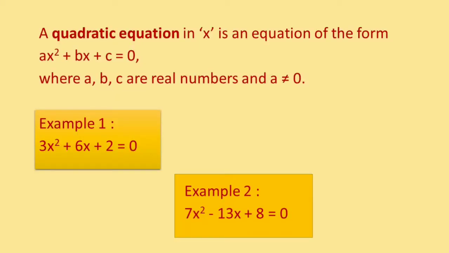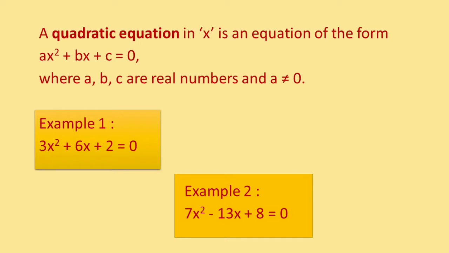In the beginning I've given the definition of a quadratic equation. It is written: a quadratic equation in x is an equation having the form ax squared plus bx plus c equals 0, where a, b, c are real numbers and a not equal to 0. Now look at this equation, ax squared plus bx plus c equals 0.